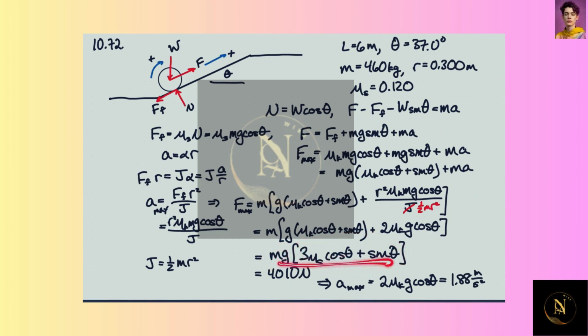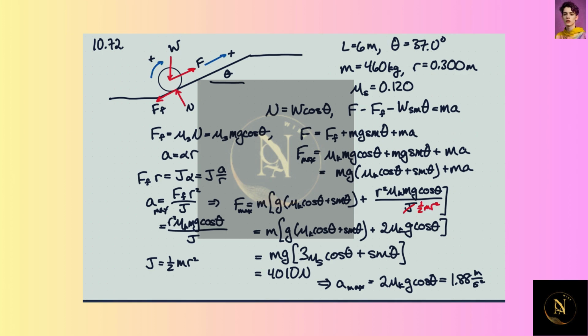Plugging in all these values, we get 4,010 newtons. So we can pull on this thing with a force of 4,010 newtons. If we pulled on it with any more, then to keep it rolling without slipping, we'd have to have a greater friction force than our coefficient of friction can produce. So if we pull on it any more, then it would still roll, but it would also be slipping.